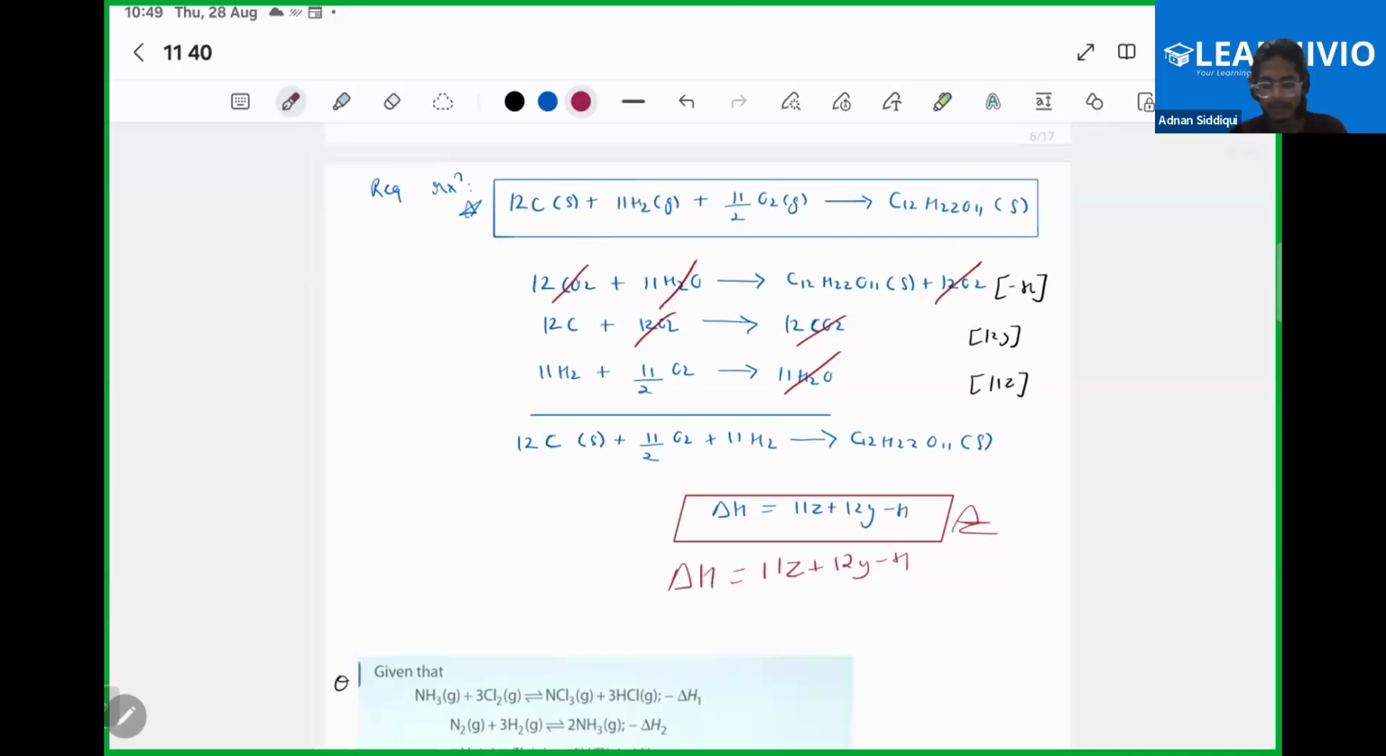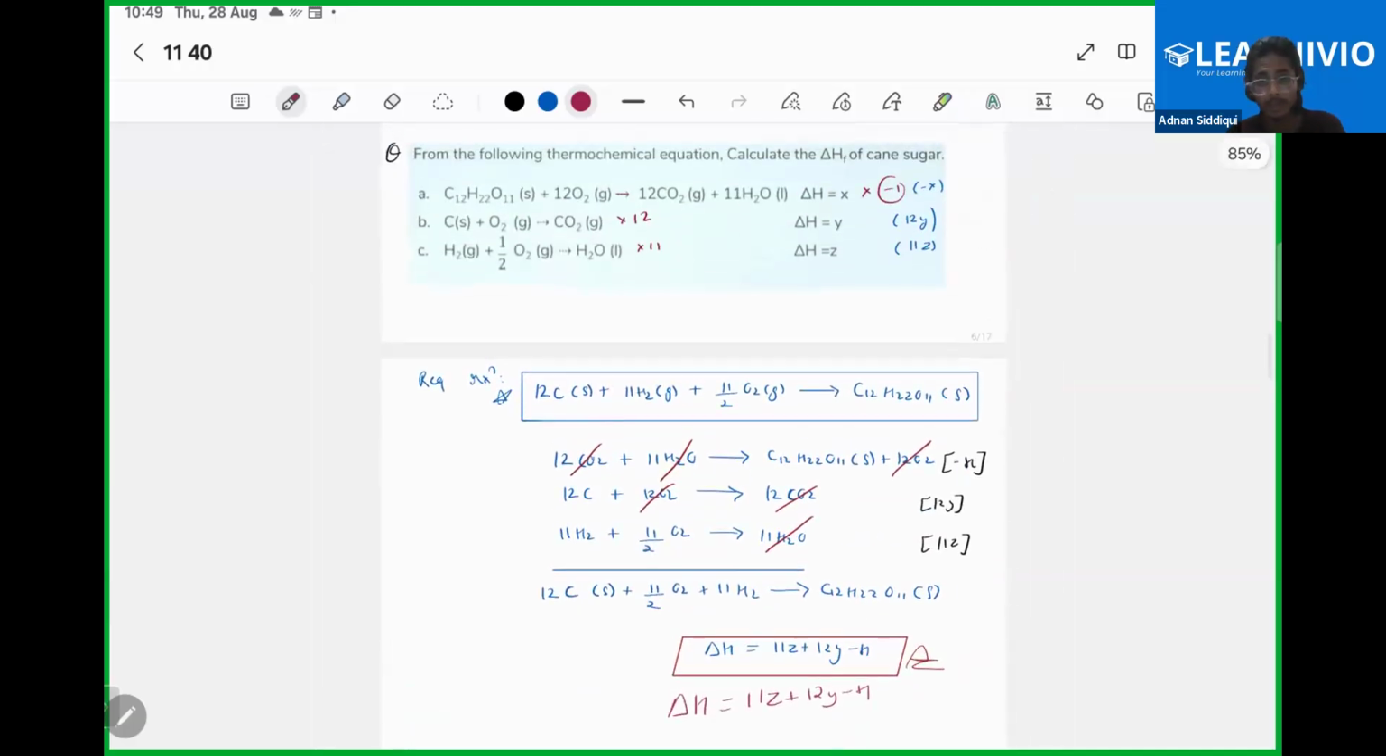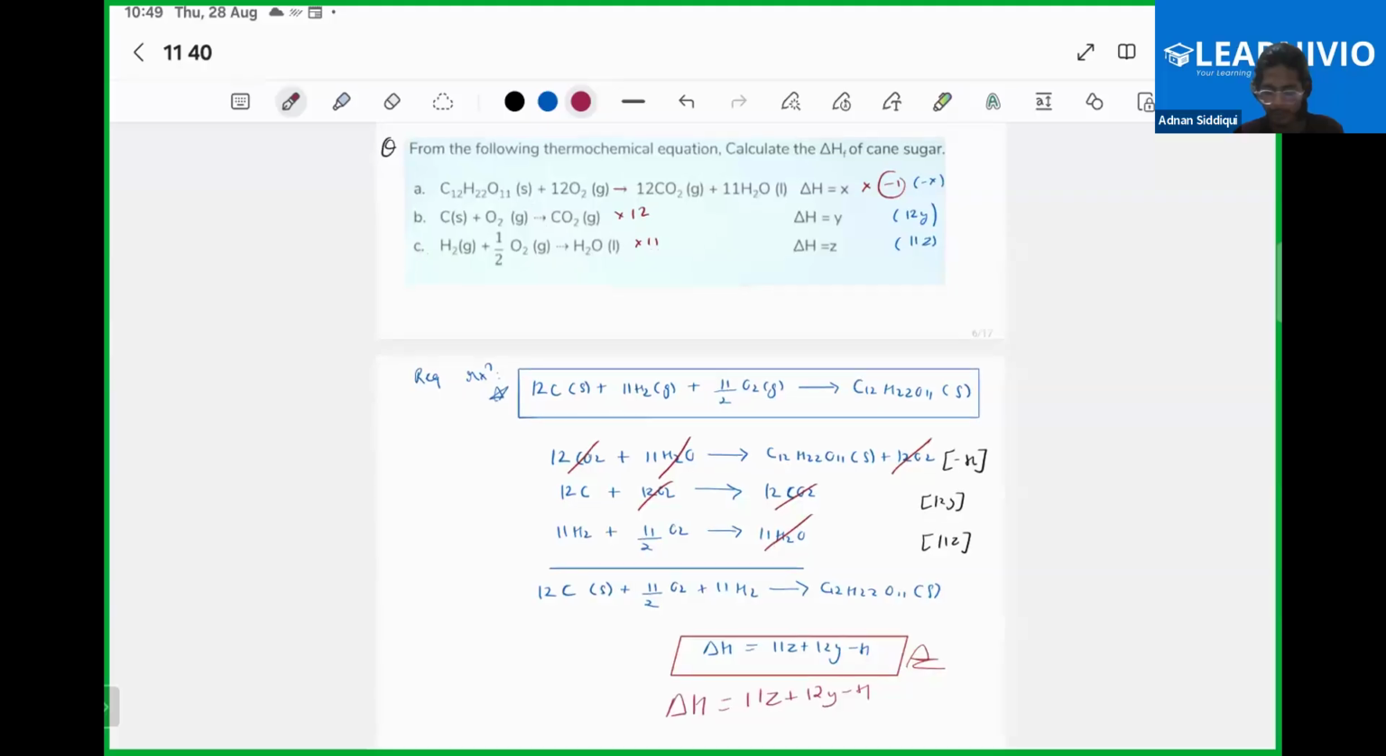You might be thinking, in the exam how will I be able to think this much? So in your exam, they will repeat these questions. If you are aware of this one, you will be able to do it. This is an NCERT question. Just see what we did.